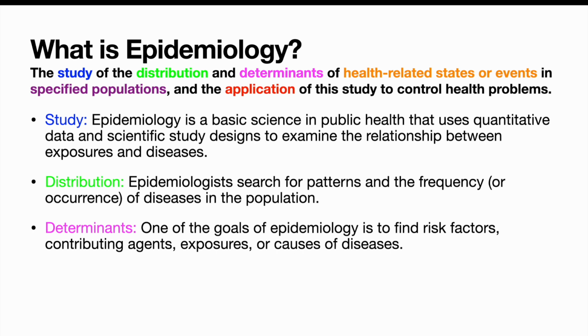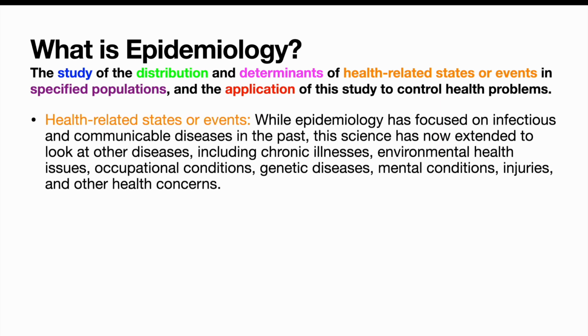Determinants. So one of the goals of epidemiology is to find risk factors, contributing agents, exposures, or causes of disease. These can be considered determinants. Moving on, we have health-related states or events. So while epidemiology was focused on infectious and communicable diseases in the past, this science has now extended to look at other diseases, including chronic illnesses, environmental health issues, occupational conditions, genetic diseases, mental conditions, injuries, and other health concerns.